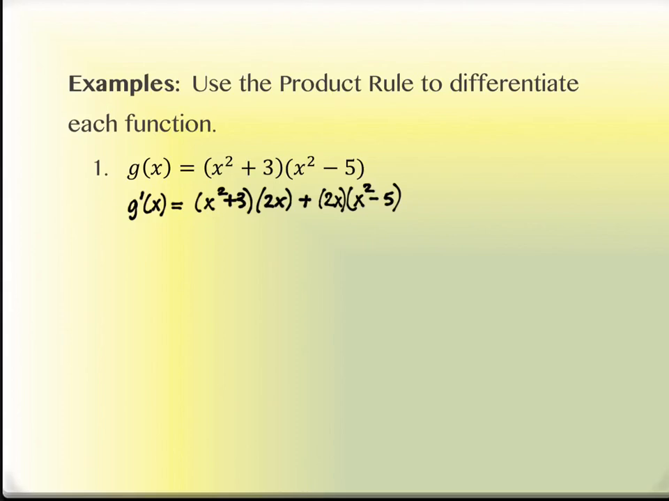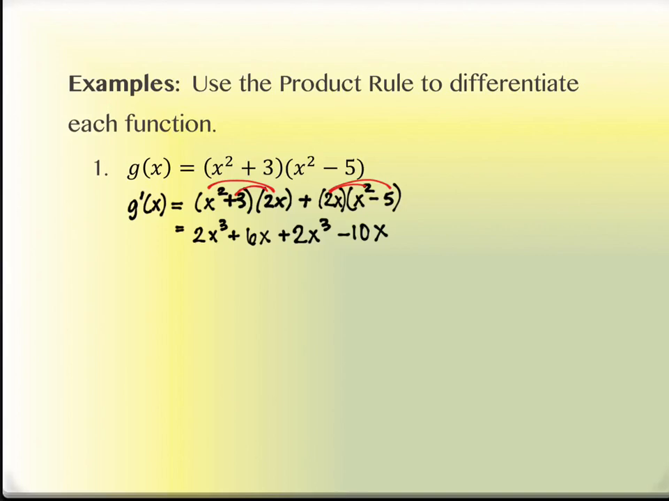So our next piece is going to be to multiply through here. So I have x squared times 2x, or 2x cubed. And then 3 times 2x, or 6x. All right, what about the next one? When I distribute the next one through, what do I get? 2x cubed minus 10x. Very good. Okay, is that good for everyone?